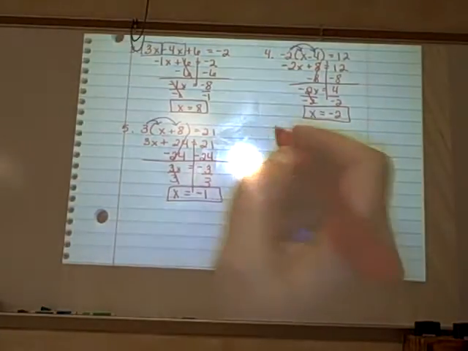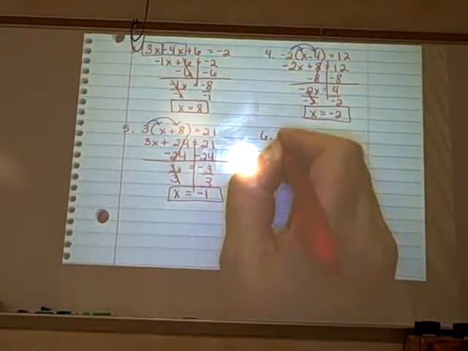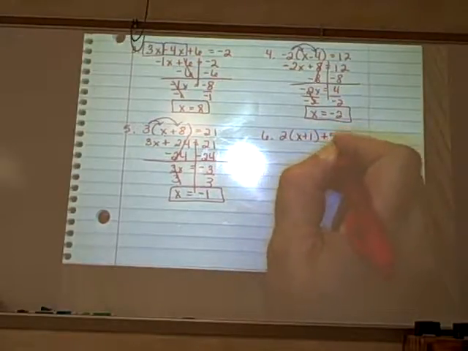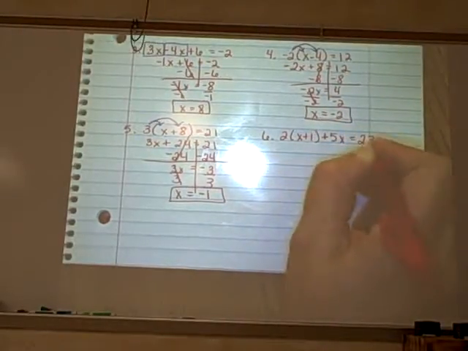All right, one more like this, and then we'll do those word problems. 2 parentheses, x plus 1. Close your parentheses and then put plus 5x equals 23.